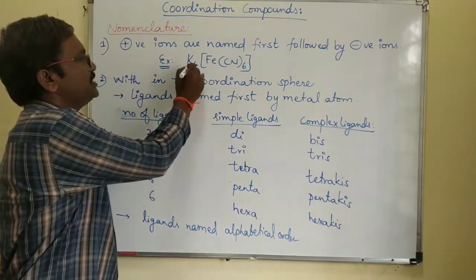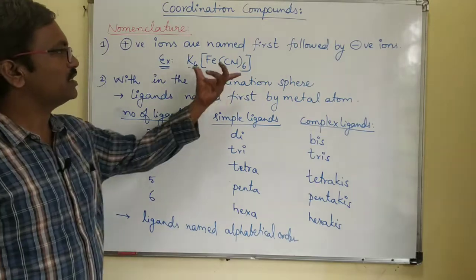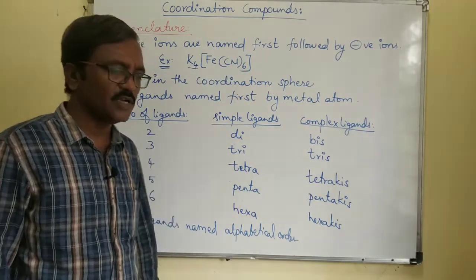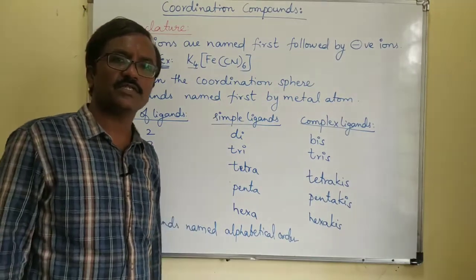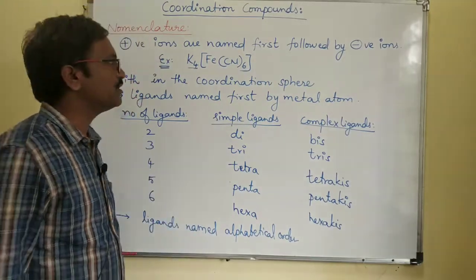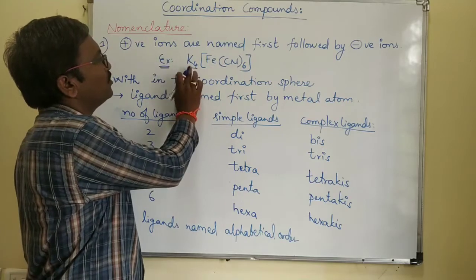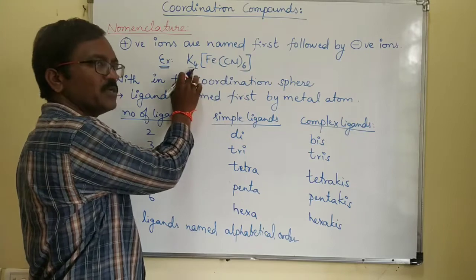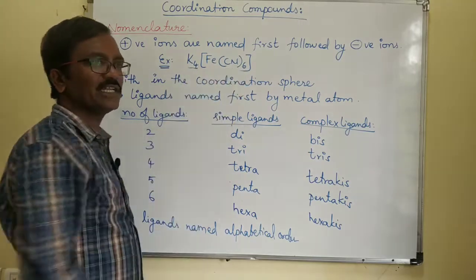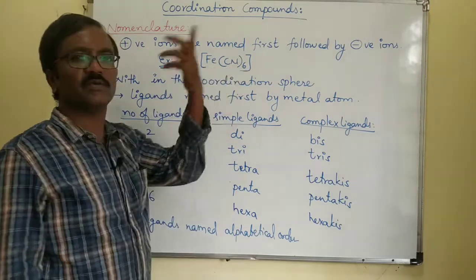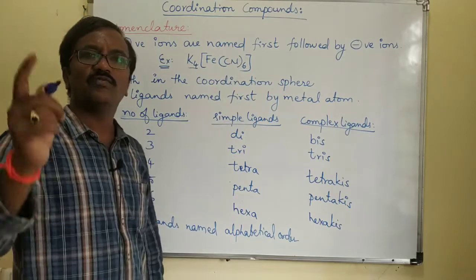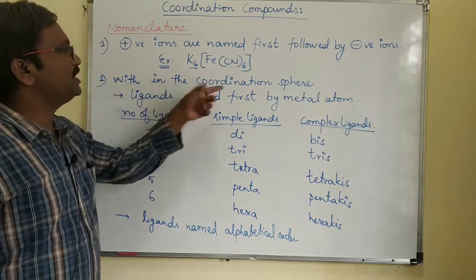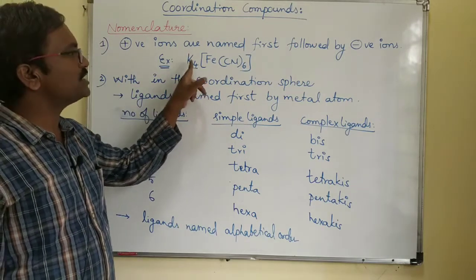That means in this one, K4 is the positive ion, the complex is the negative ion. That's why we compared with the double salts. Salts means it contains positive ion and negative ion. So here potassium is followed by this complex, right? Potassium is the positive charge, the complex is the negative charge. The whole complex becomes negative charge. That's why we compared with the salts. All right.